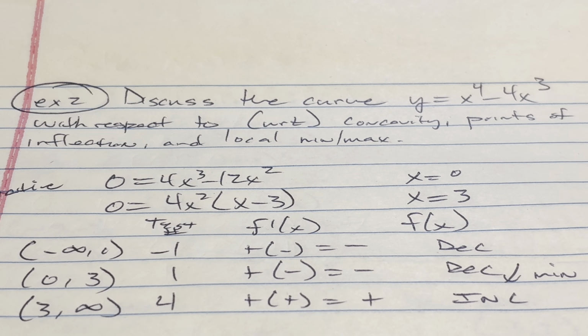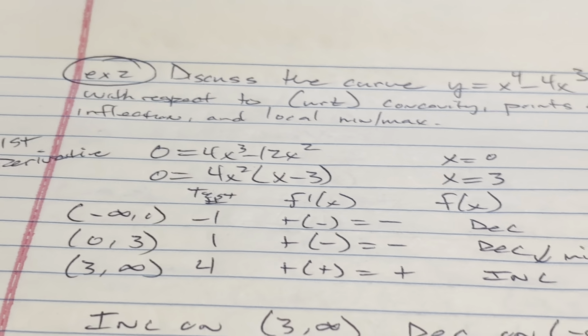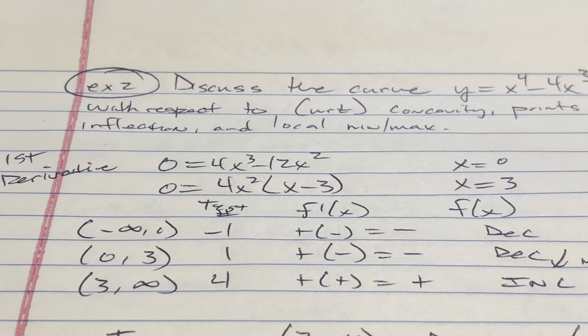So I take the derivative, 4x to the 3rd minus 12x squared, and I set it equal to 0. I can get a lot of info from my first derivative. I factor out the 4x squared, leaving me with x minus 3. So the cover-up method says 4x squared equals 0, so x is 0, and x minus 3 is 0, so x is 3. I could have had 3 solutions there, but I only have 2 critical numbers: 0 and 3.